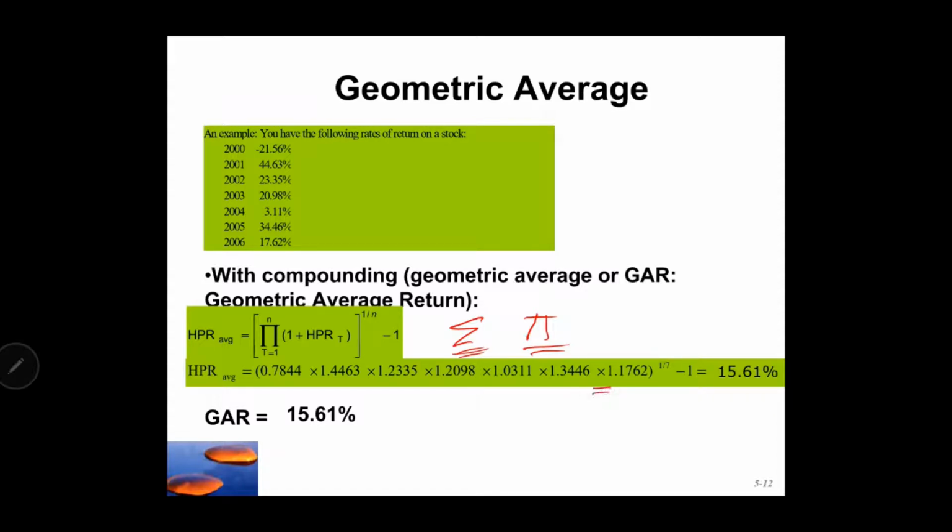This is a usual mistake made by students. In geometric you are going to use multiplication, that is the product of each of the 1 plus HPRs, and raise it to the 1 over n. N is the number of time periods you have, and then when you minus 1 you get the HPR geometric average. I think this is clear.